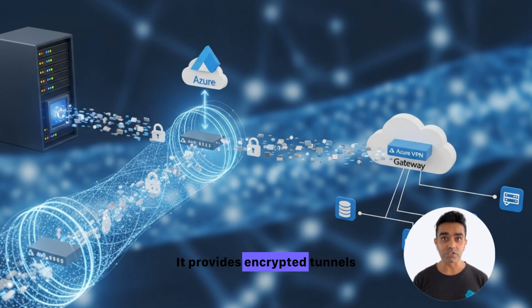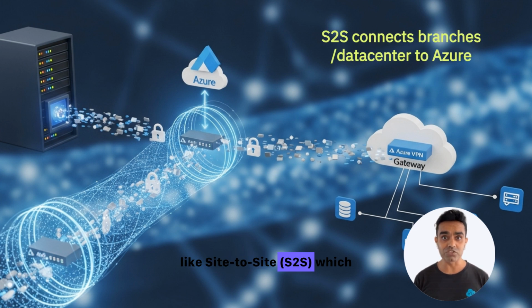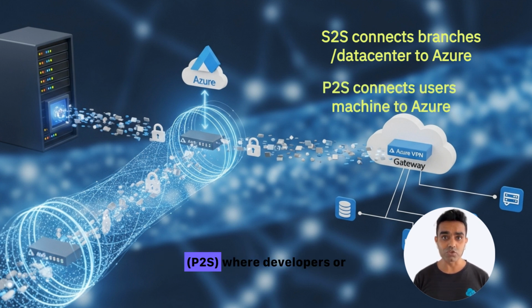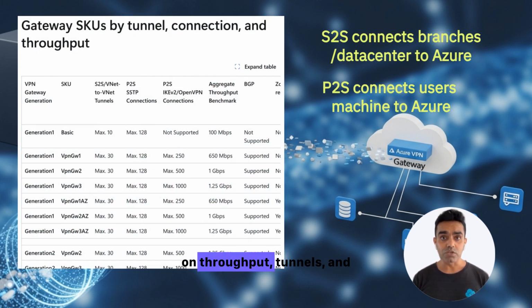Next is VPN Gateway. It provides encrypted tunnels like site-to-site, S2S, which helps connect on-prem to Azure via IPsec key. Another tunnel called point-to-site, P2S, where developers or admins connect from laptops using certificates or Azure AD Auth. Before you deploy VPN Gateway in Azure, choose the right SKU based on throughput, tunnels, and features, BGP, zone redundancy. Place the gateway in gateway subnet and expect 30-45 minutes to provision.